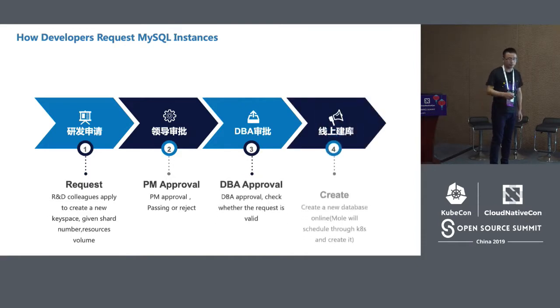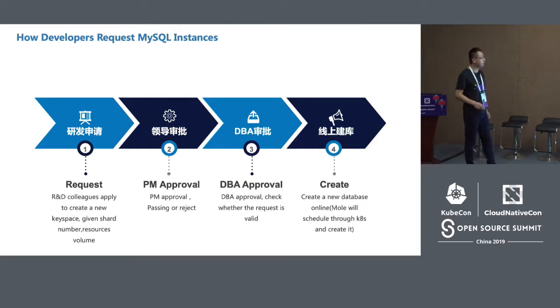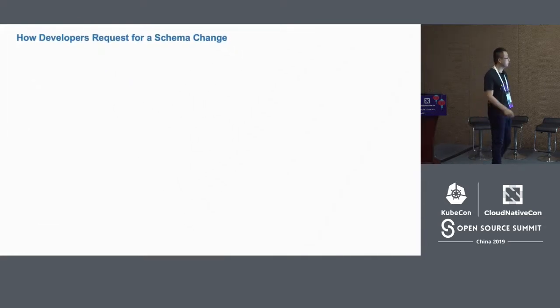So for our business launching, there are two steps. The first step is the request. During the request, the data warehouse resources will be allocated, for example, how much CPU and how much internal memory. So that's normally what we do. After the request, the project manager will approve it. And after the approval, based on JD's resources, there will be a DBA approval. And after that, an online database will be created.